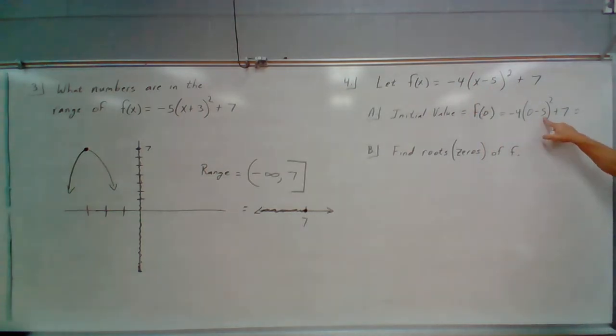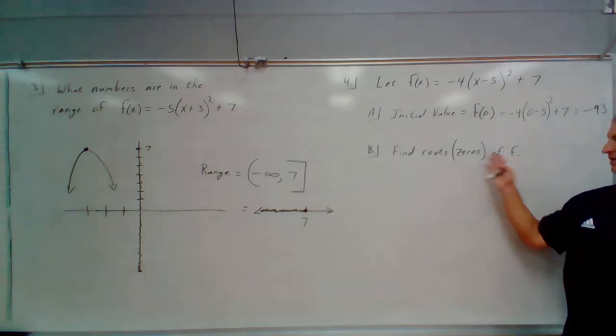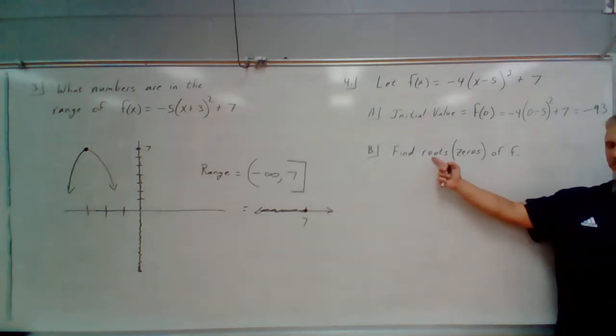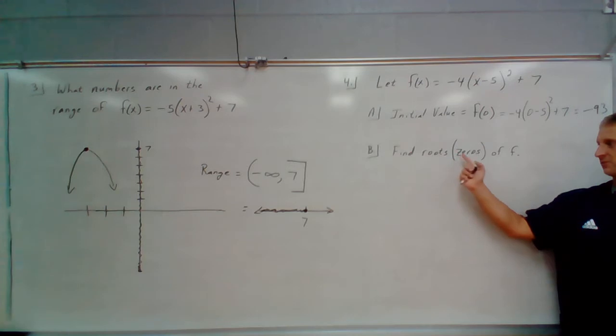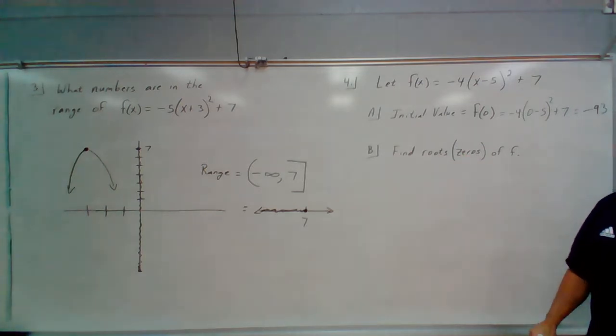All right, 0 minus 5 is -5. -5 squared is 25. -4 times 25 is -100. -100 plus 7 is -93. All right, find the roots of f. Remember, roots is another word for zeros.